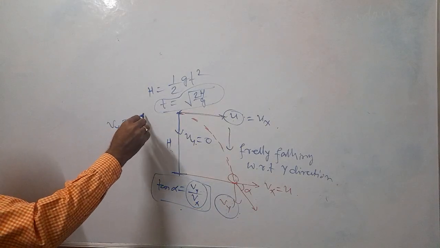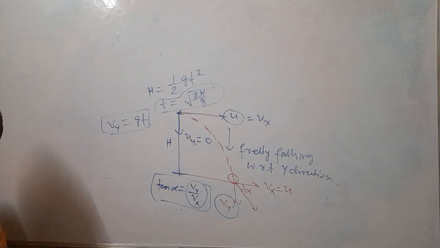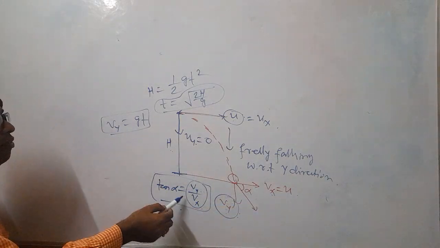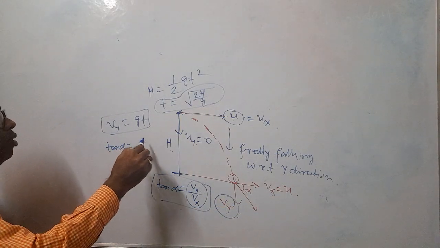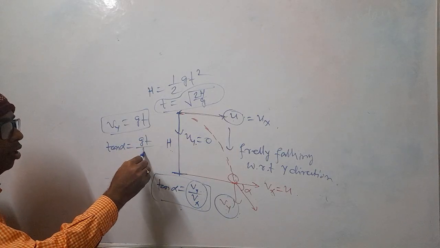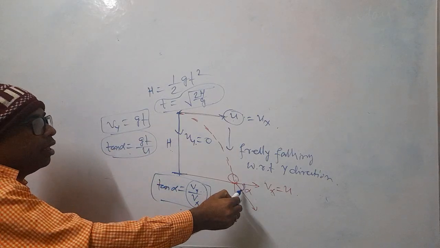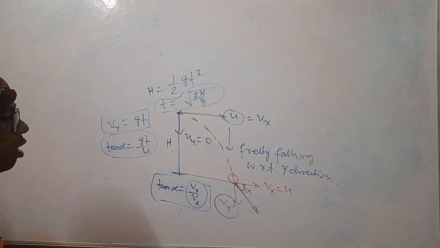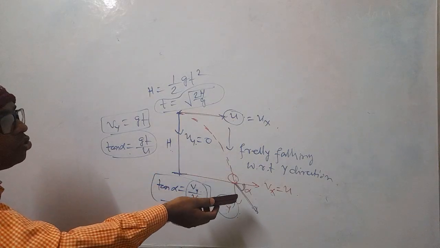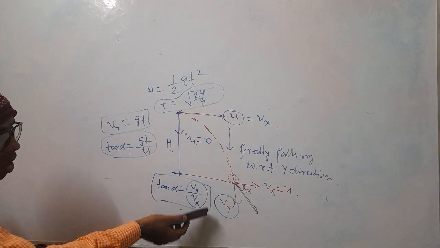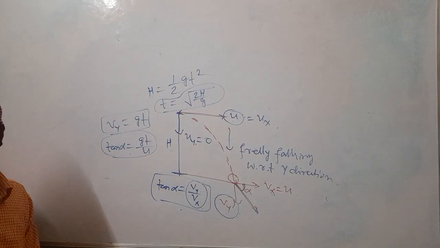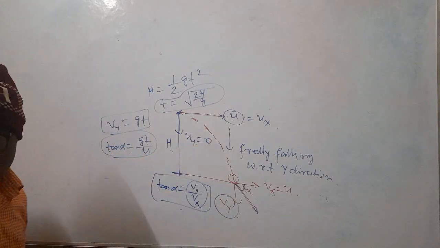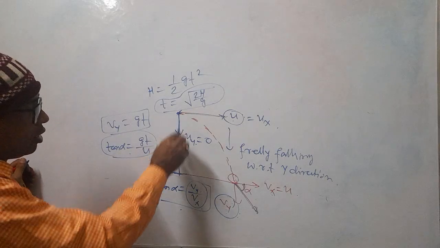Then Vy equals gt, and Vx is u. Then tan alpha equals Vy by Vx, that is gt by u. The particle strikes the ground with an angle alpha, and here alpha is given by tan alpha equals gt by u. Clear? Tan alpha equals Vy by Vx, and Vy equals gt. Okay, this is the first type of projectile.